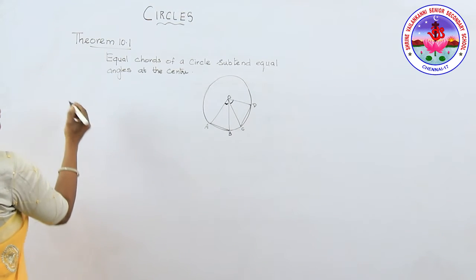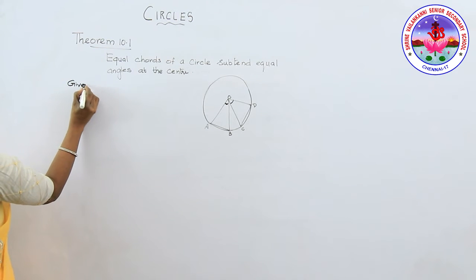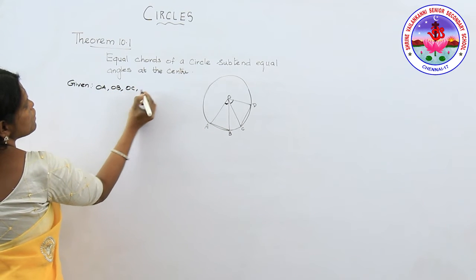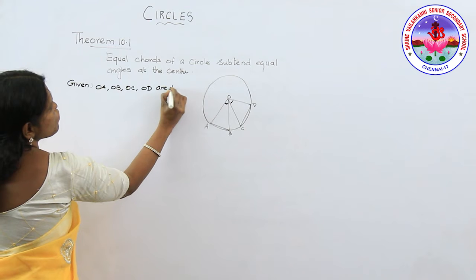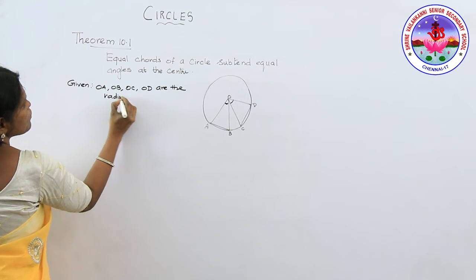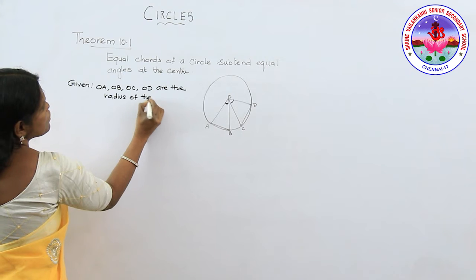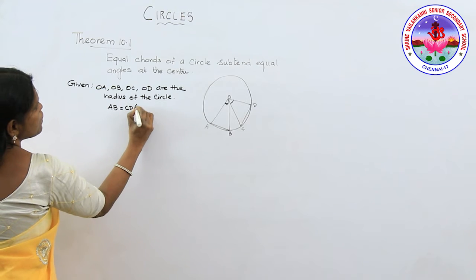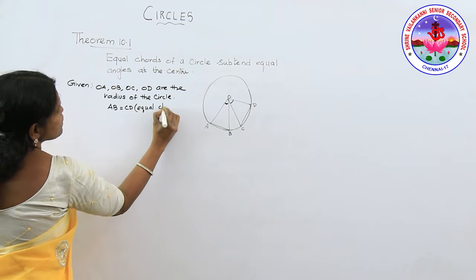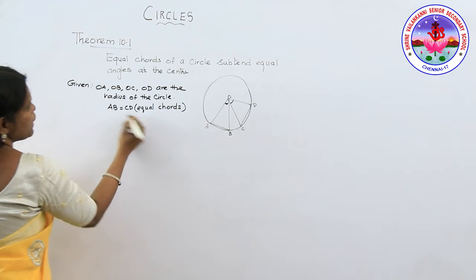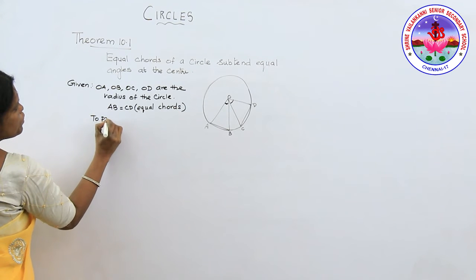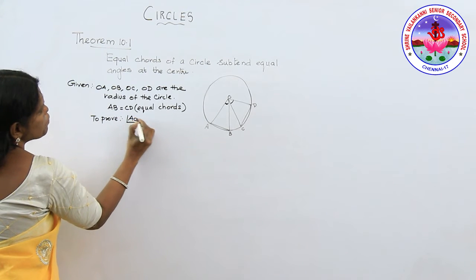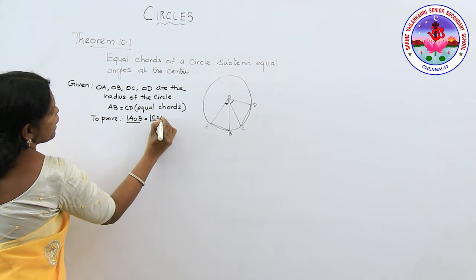Let us come to the proof. We write: OA, OB, OC, OD are the radii of the circle. AB is equal to CD, equal chords. It is given in the problem that they are equal chords. We need to prove the angles subtended by these equal chords are also equal, so I want to prove angle AOB is equal to angle COD.